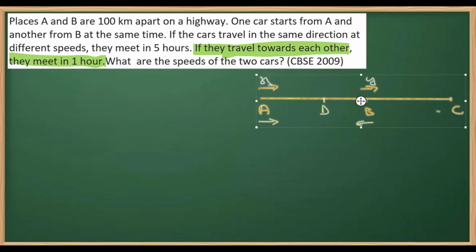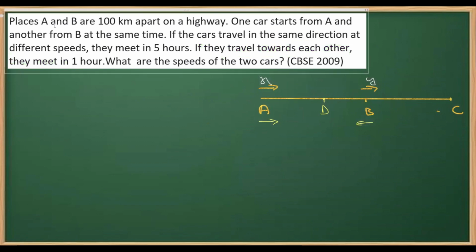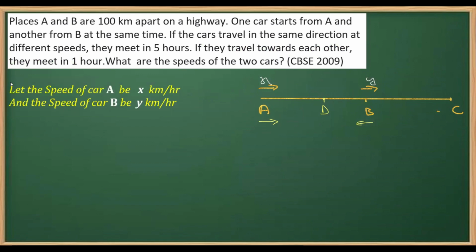And now we can begin with writing the statements needed for solving it. So first we are going to write the statement over here: let the speed of car A be x and the speed of car B be y. Now case 1, I'm talking about case 1. What we know is distance is equal to speed multiplied by time. So speed is x and time in case 1 is 5 hours.